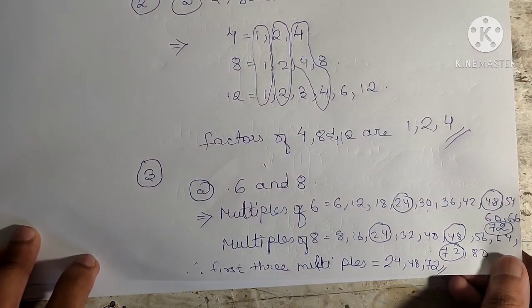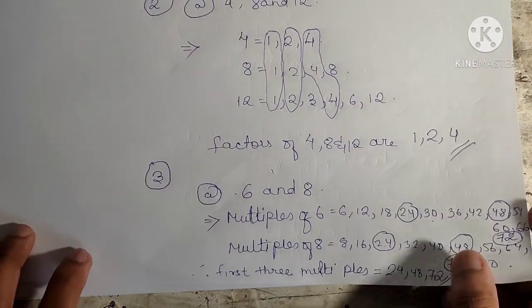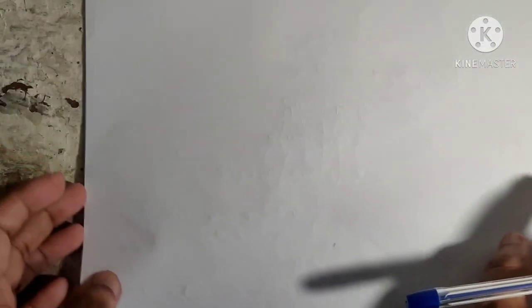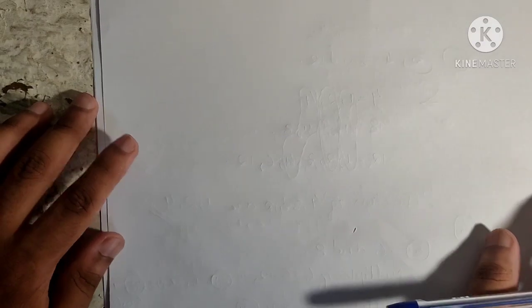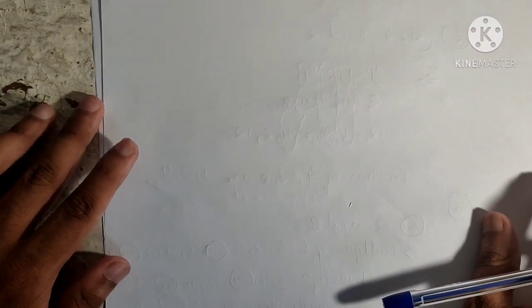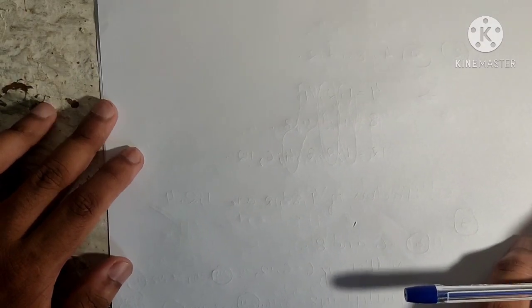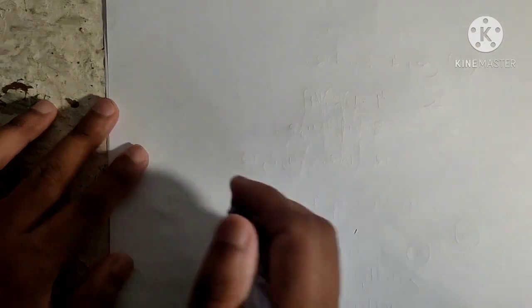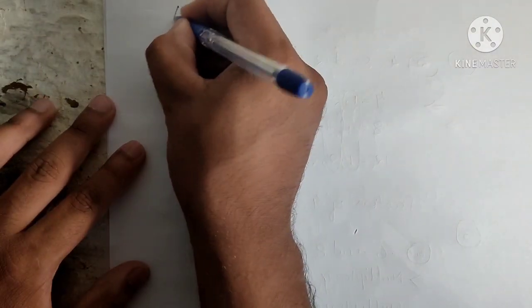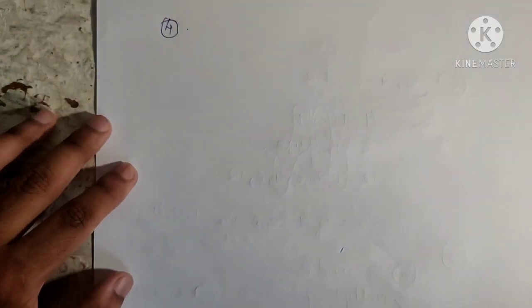So I think you can solve B. Easy, isn't it? Okay, so we will proceed to number 4. What you have to do is write the timetable and see the first 3 common things in that, like in number 3. Very easy. Okay, let's go for number 4. What is the question saying?